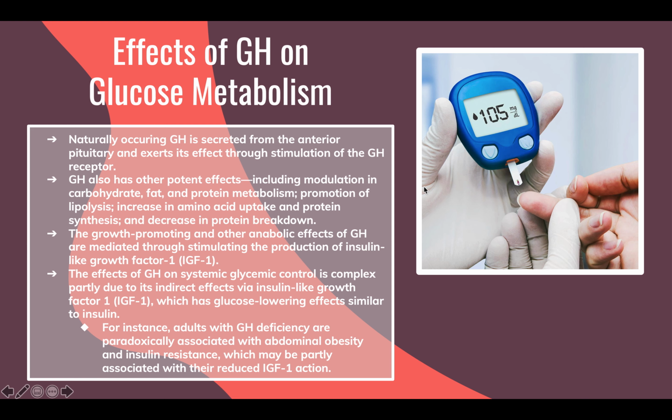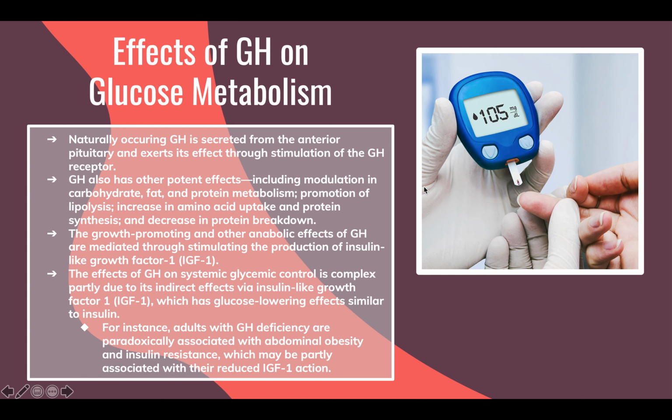The growth promoting and other anabolic effects of growth hormone are mediated through stimulating the production of insulin-like growth factor 1 or IGF-1, which I discussed in more detail in the previous presentation when I talked about the growth hormone and IGF-1 axis. The effect of growth hormone on systemic glycemic control is complex, partially due to its indirect effects via insulin-like growth factor 1, which has glucose lowering effects similar to insulin.